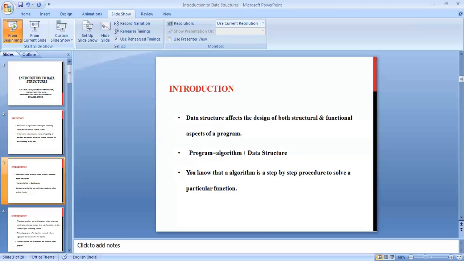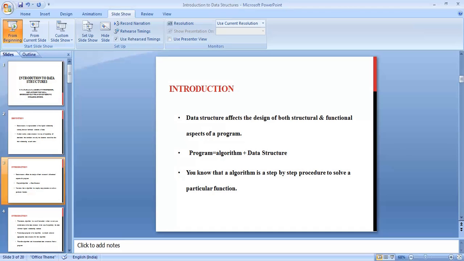In this slide, we want to know two things. One is that data structures affect the design of both structural and functional aspects of a program. In a program, data structure plays an important role. Another piece of information is that if you want to create a program, you need to combine both: one is an algorithm, another is a data structure. So that's an important thing, guys.